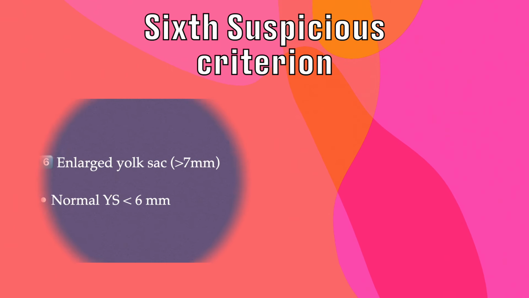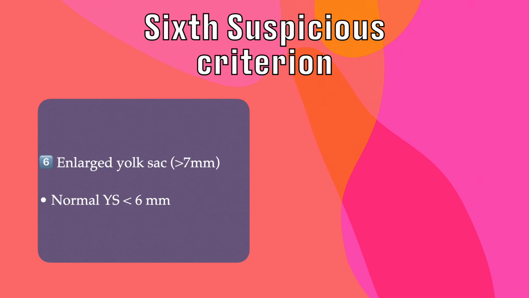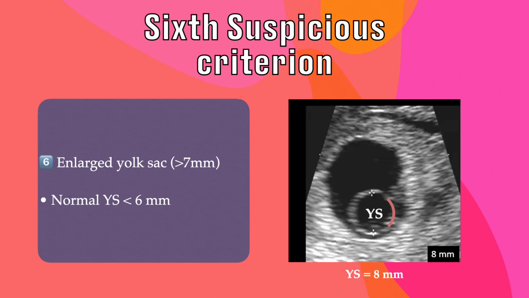The sixth suspicious criterion is if the yolk sac is greater than 7 millimeters; this is suspicious for pregnancy failure. As you can see on this image, the yolk sac measures about 8 millimeters. This is an abnormally enlarged yolk sac and suspicious for pregnancy failure. A follow-up ultrasound scan after 1 to 2 weeks is indicated to confirm the suspicion.